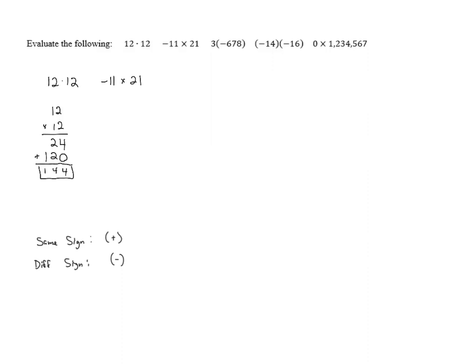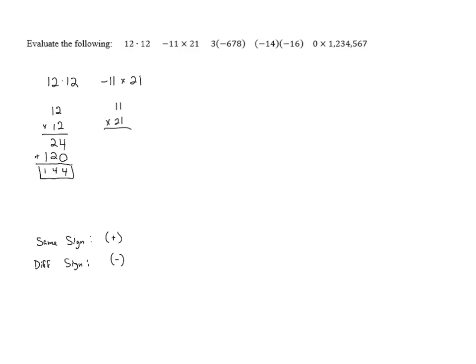So in this case, the numbers have different signs. We've got a negative and a positive. So because they have different signs, we know our final answer is going to end up being negative. Let's keep that in mind. And for right now, when we set up the multiplication, we're going to actually ignore that negative. So I'm going to have 11 times 21. We'll do it just like that. And then in the end, remember that we know our answer should be negative.